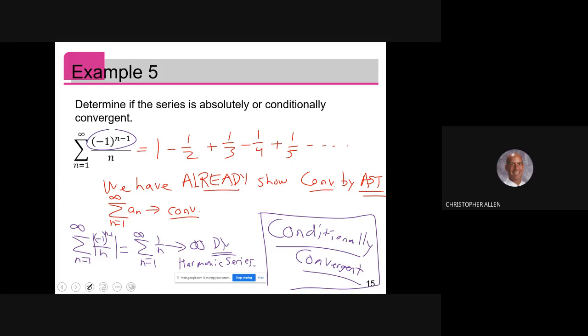What would the limit be, if the limit goes to zero, the limit equals zero?